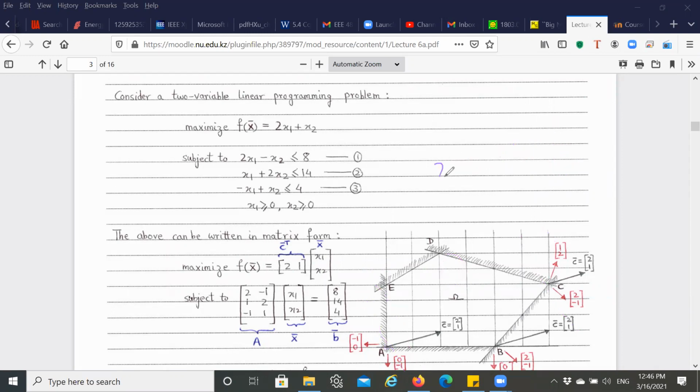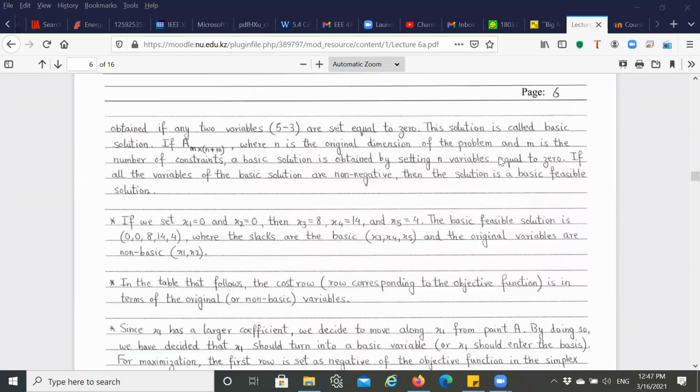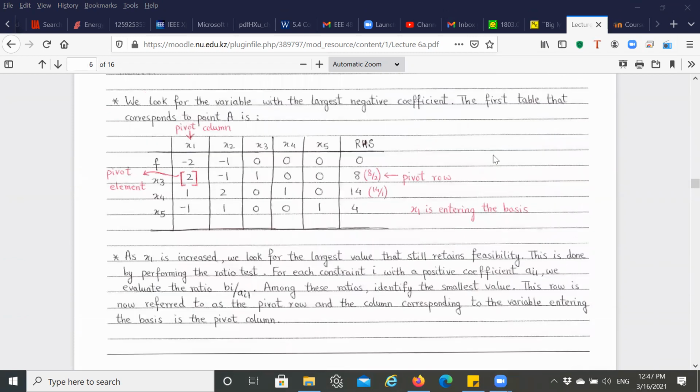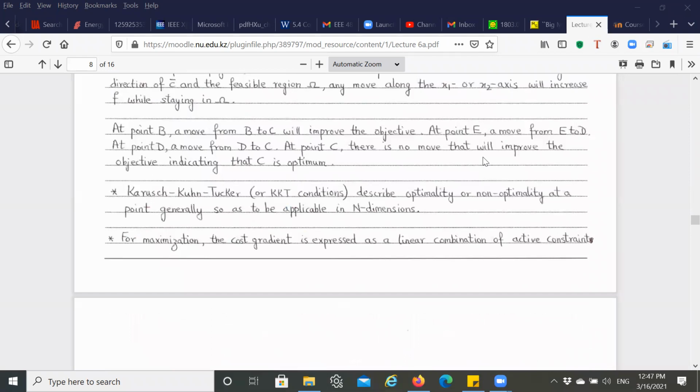Okay, so I would have 2x1 plus x2 equal to 16. So that means my z, which is my objective function, can take a maximum of 60 given these constraints. Is it clear, guys? If you understand it graphically, I think it would be easier for us to explain the rest. Okay, is it clear?